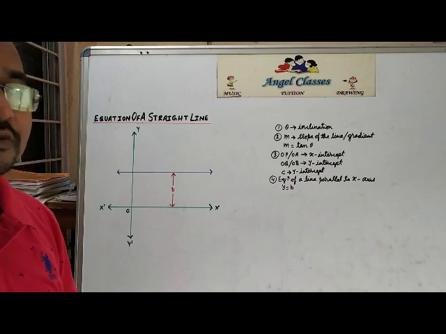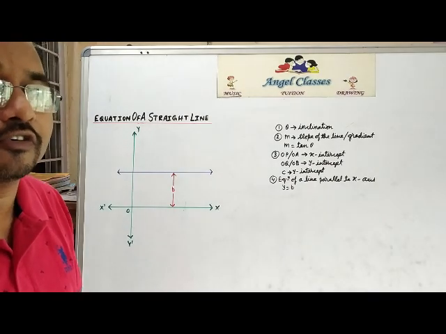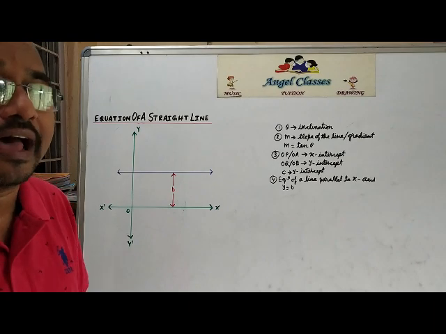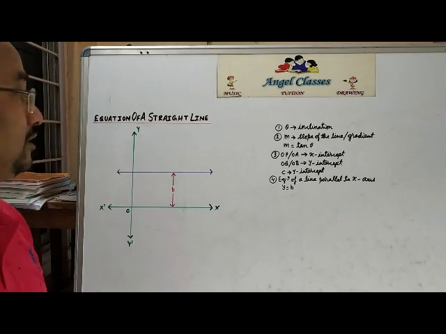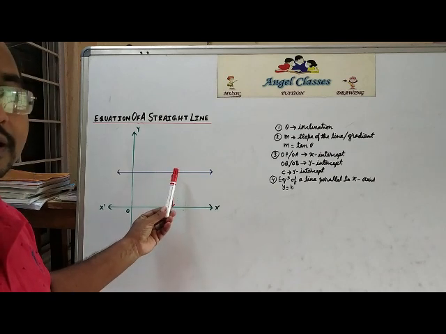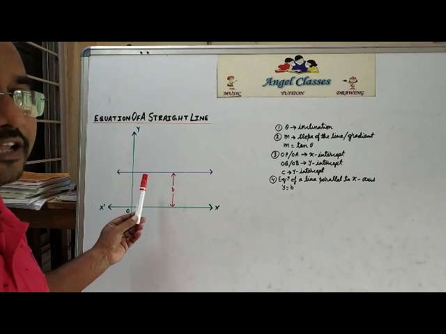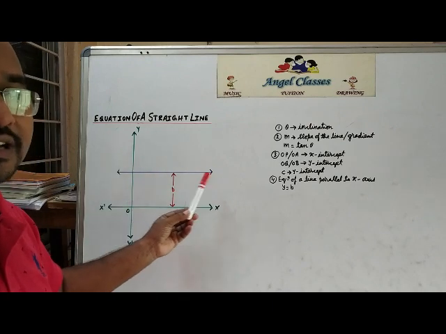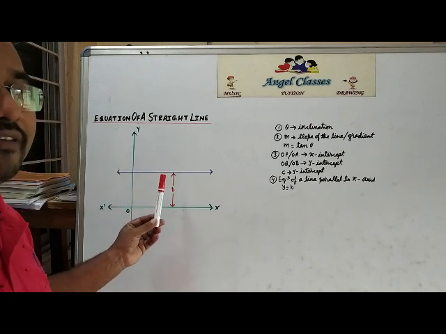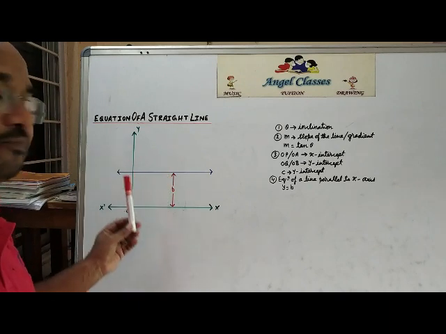Now we will see how to get the equation of different types of lines. So first of all we will begin with a line which is parallel to the x-axis. So I have drawn a line here which is parallel to the x-axis at a distance of b. What it means is that if I take any point on this line, its y value will always be b because it is at a distance of b.